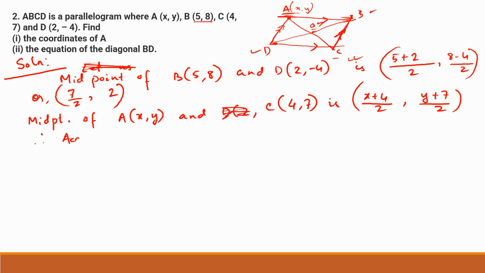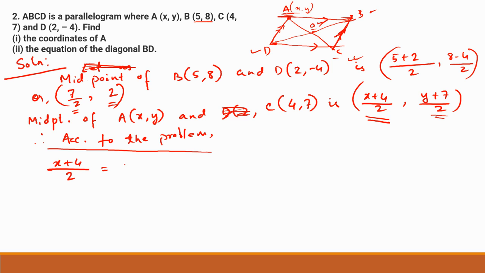Therefore, you can form the equation according to the problem. You kind of framed it up. Now just the writing part. According to the problem, x plus 4 by 2 is equal to 7 by 2, and 2 is equal to y plus 7 by 2, right? So just do this calculation.